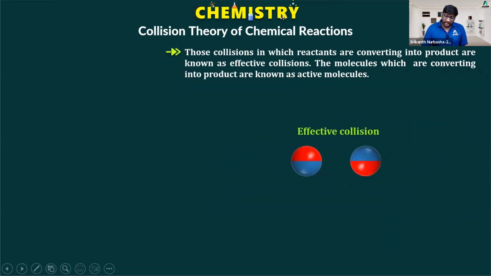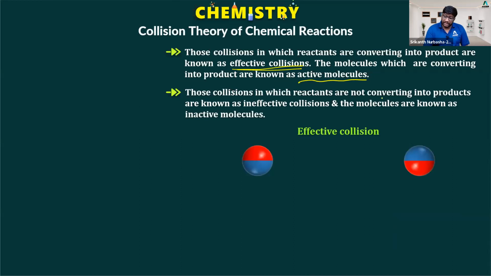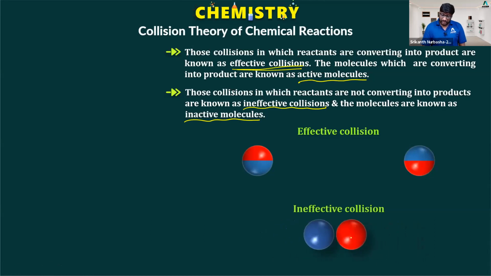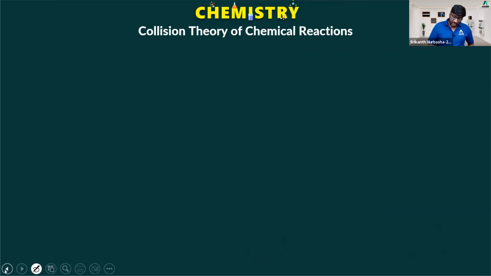Those collisions in which reactants are converted into products are called effective collisions. The molecules which are converting into products are said to be active molecules. This is an effective collision happening. Those collisions in which reactants are not converting into products are said to be ineffective collisions, and the molecules are known as inactive molecules. This is an effective collision, and this was the ineffective collision. You can see the reactants just collided and moved back as reactants only, no chemical change. Is that point clear or not?